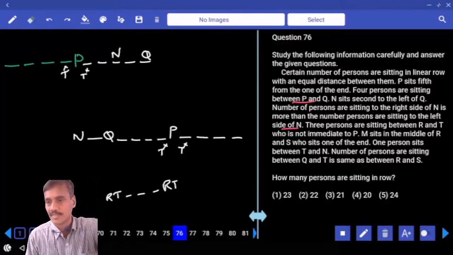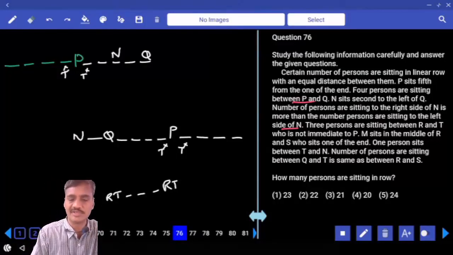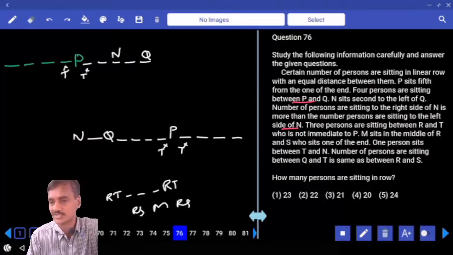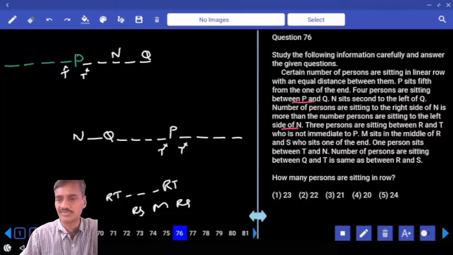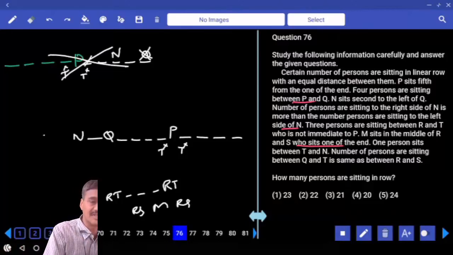And next one, M sits in the middle of R and S. Now this M is in between R and S. And next one, S sits at one of the ends of the row. Now S is at one of the ends of the row. As S is at one of the ends of the row, either S can be at the left extreme or right extreme. And one person sits between T and N. Now in between T and N there is exactly one person. The first case is completely ruled out. T cannot come here, cannot come here. Hence one person between T and N, T is here.